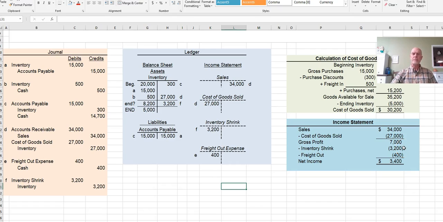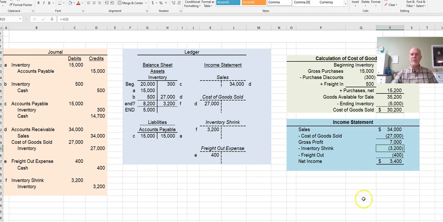So again, since I'm aware of what my inventory should have been because I'm keeping good records, because I understand how much profit is included in my sales and therefore what my cost of goods sold should be, I'm able to, from all these different perspectives, identify what the inventory should have been, and we were able to separate out the inventory shrink.